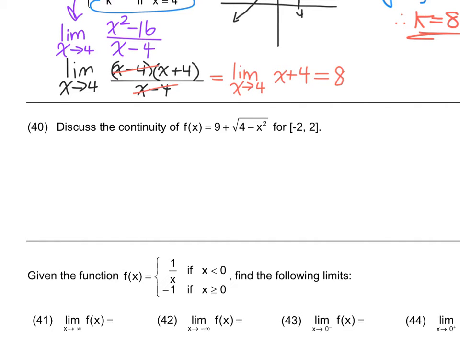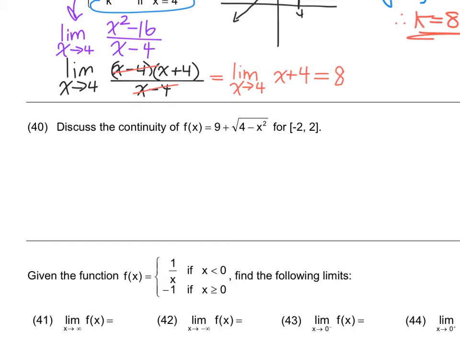So they give us an interval. They tell us that we're looking at a domain of -2 to 2. What I want to know is whether or not the continuity will be the same as that, a slight modification of that, or completely different from that. The -2 to 2 gives us a place to start.